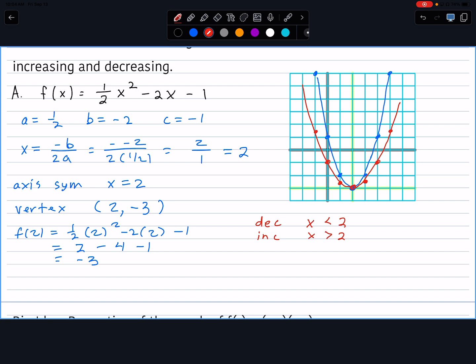And then finally, it asked us, does this function have a minimum or maximum, and what is it? Would you agree there's a lowest point on the graph? That's the vertex. So it has a minimum, and we say it's y equals the y value of the vertex, which we said was -3. In regards to that, do you have any questions? No?